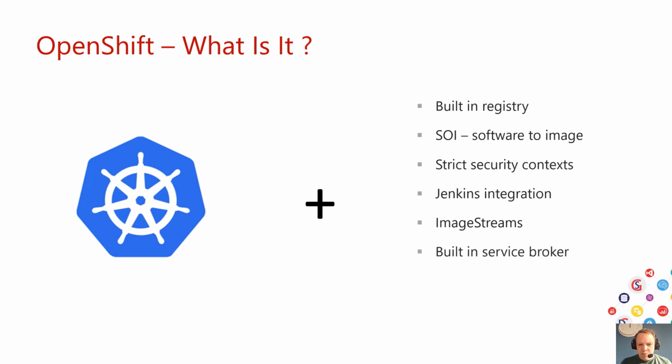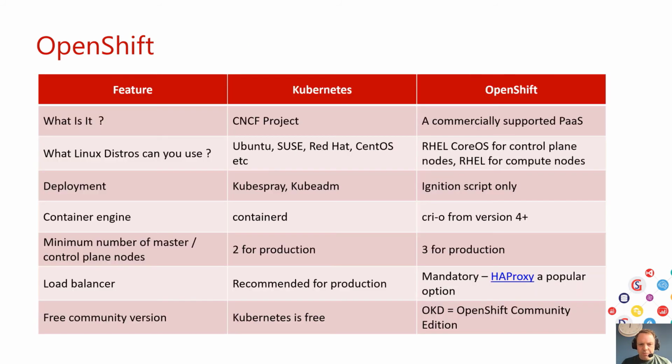There's a built-in service broker, commercial support, and there's tight OS integration. What I mean by tight OS integration is that there's a particular operating system that you need for your control plane nodes and a particular operating system, both of which come from Red Hat, which you need for your compute nodes. So let's have a look at some of the key differences.